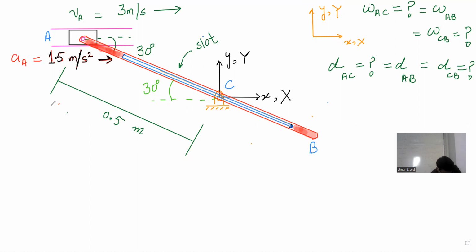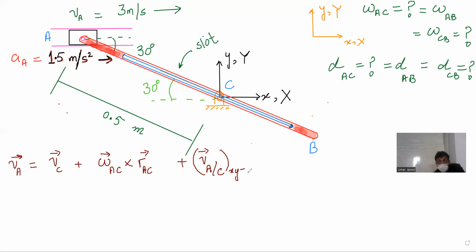Now we have VA equal to VC plus omega AC multiplied by cross product R AC plus VA with respect to C in small xyz, which corresponds to the relative motion. Because the slot, I'm sorry, the piston distance is changing with respect to point C. When it arrives here, you can imagine that this distance would have reduced. I have explained this in the last class as well.